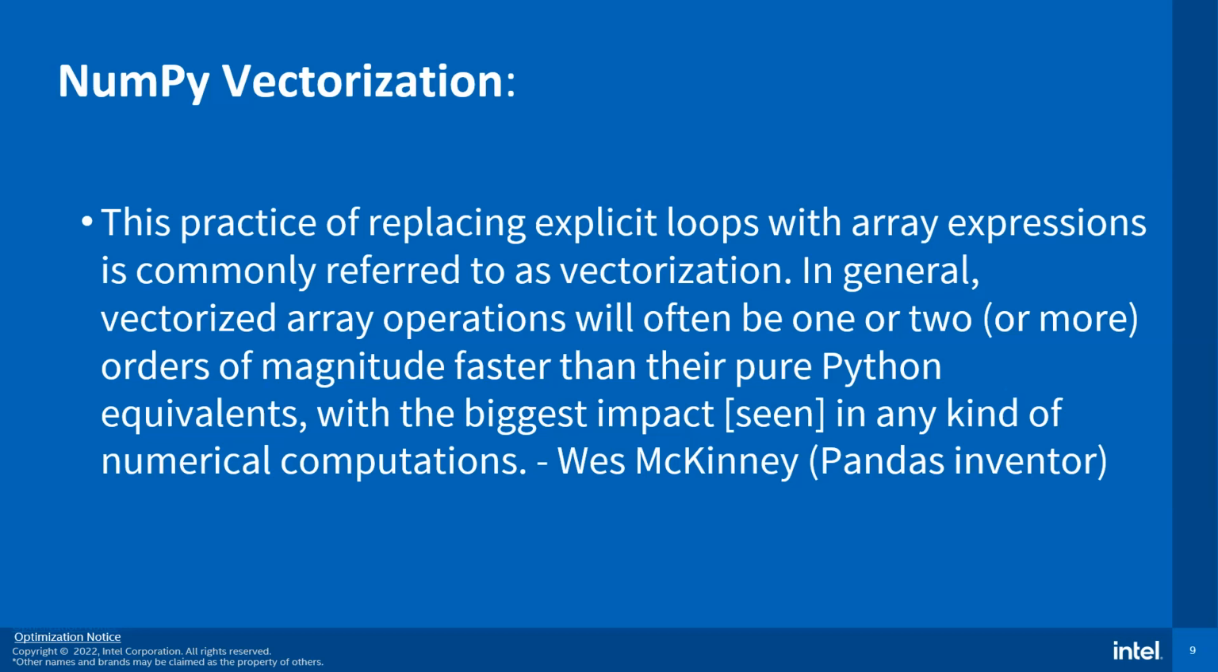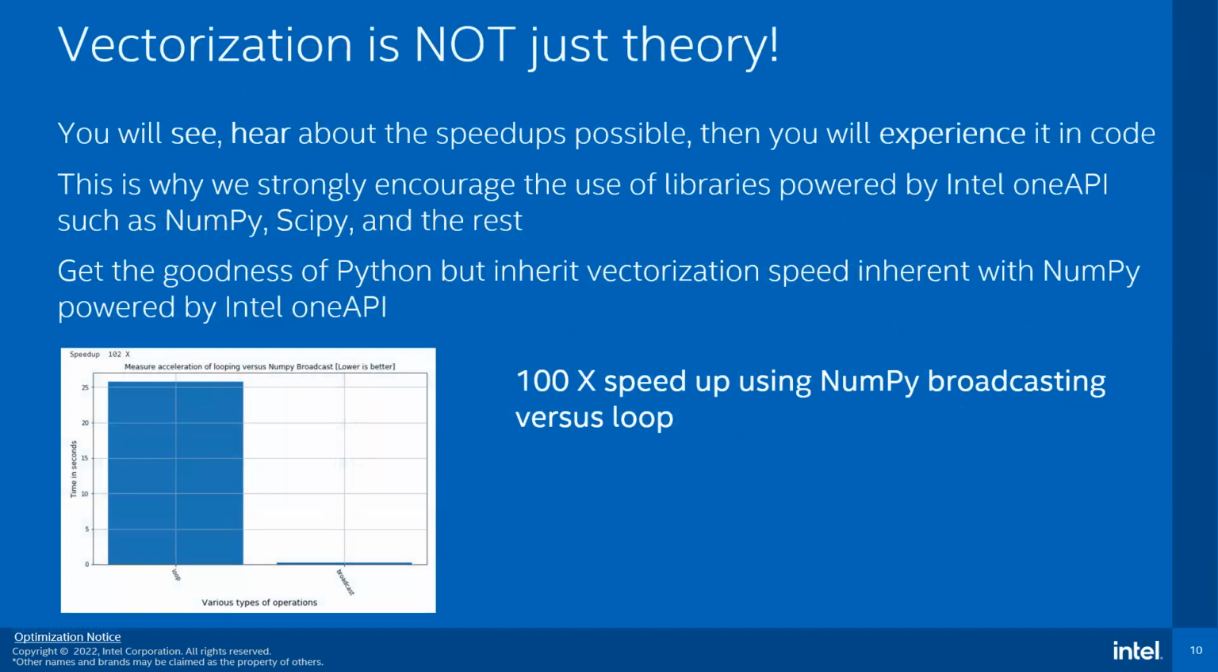In general, vectorized array operations will often be one or two orders of magnitude, according to him, faster than their pure Python equivalents, with the biggest impact seen in any kind of numerical computations. I hope to back his statement up with some of the examples that you'll see today, but certainly in the labs. When you come to do the labs, you're going to see this. You can hear that vectorization can speed you up, but it's not just theory. It really works in practice.